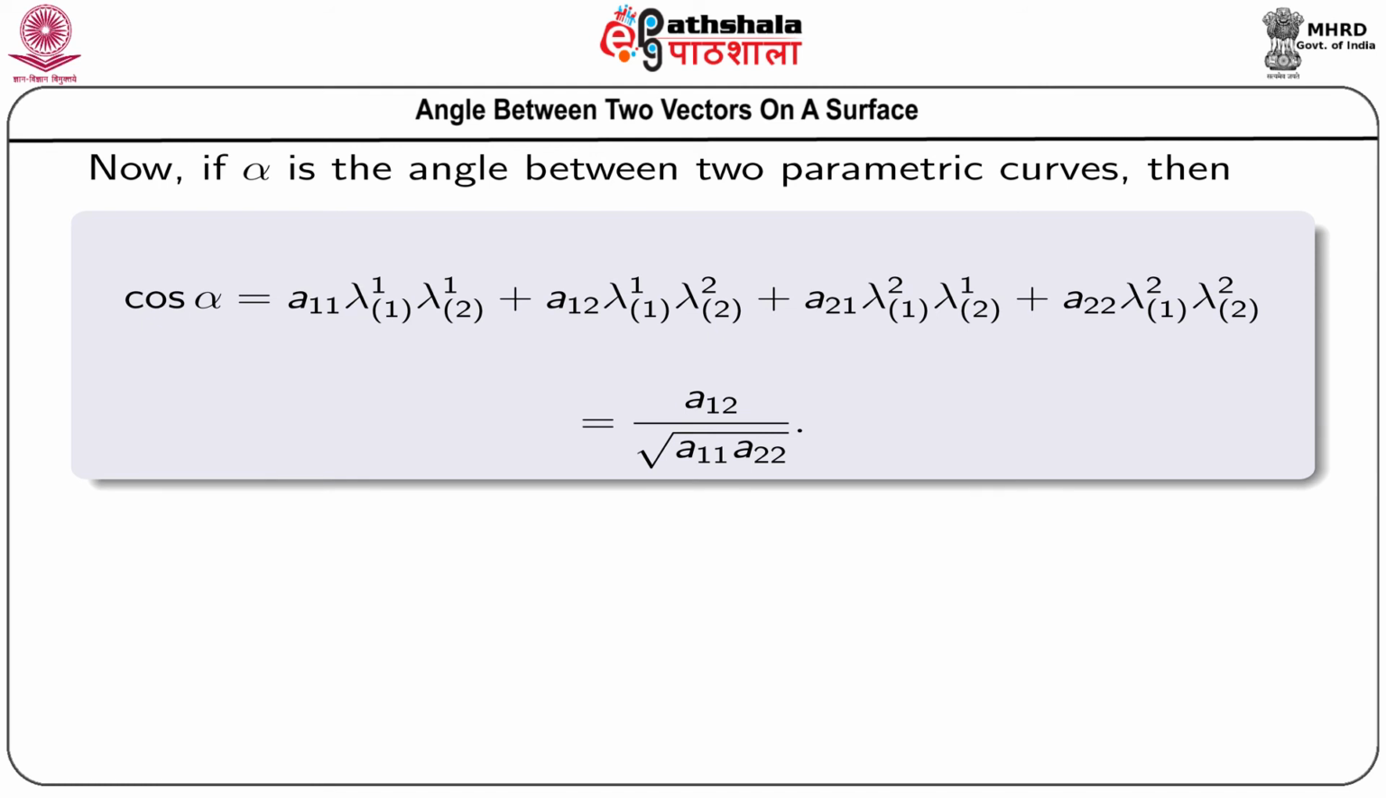That means, angle between two parametric curves can be calculated by the fundamental metric tensor A alpha beta, where alpha beta is running from 1 to 2. So, if we just calculate A11, A22 and A12, we can find the angle between the parametric curves, U1 curves and U2 curves.